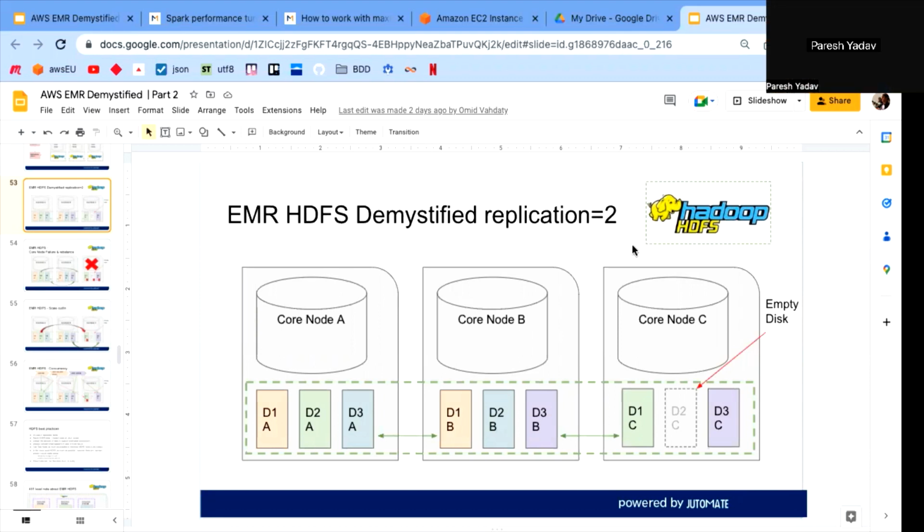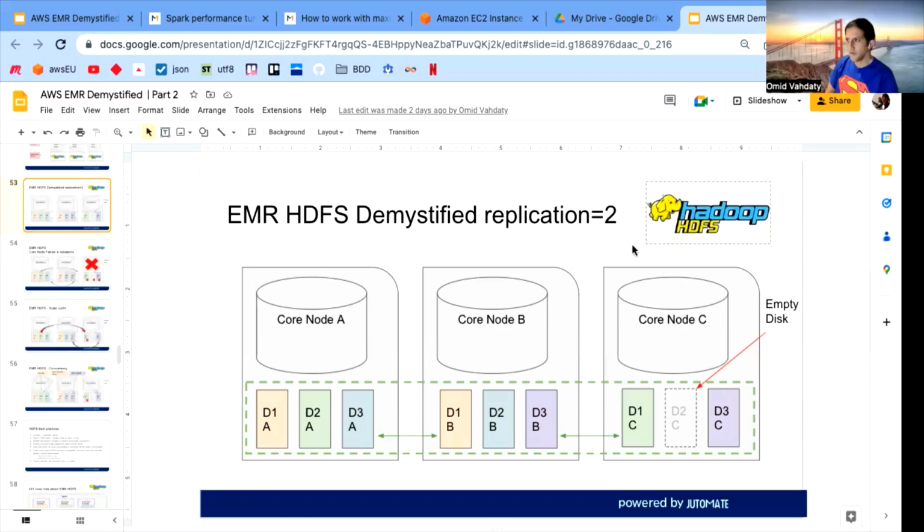Hi, Omid. Yeah. So I think 2 is enough, right? Because it is a transient cluster. So if one node fails, we still have a backup. And because it's transient, we don't expect multiple failures within a short period of time. So I believe 2 should be good.